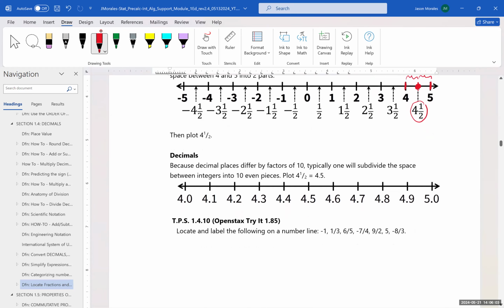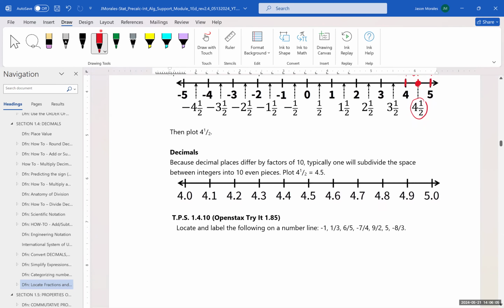With decimals, because decimal places differ by factors of 10, typically one will subdivide the space between integers into 10 even pieces, and then plot 4.5 as 4.5. You can see on this number line, I'm only showing the decimal values between 4 on the left and +5 on the right, just to show that because we're doing 4.0, we're accurate to a tenth.